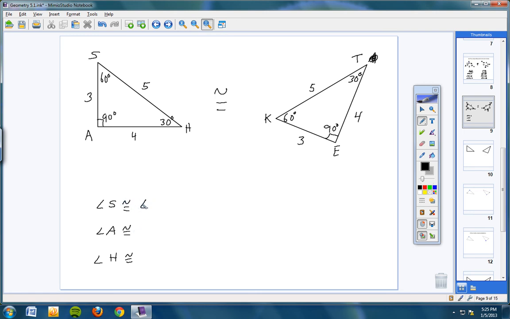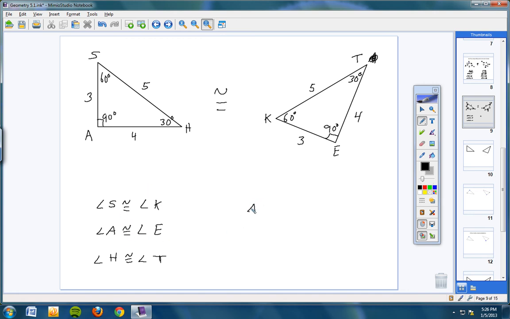So angle S corresponds with this angle. Angle A corresponds with this angle. And angle H corresponds with this angle here. There we go. All right. Pause the video if you need to. I'm going to move on.